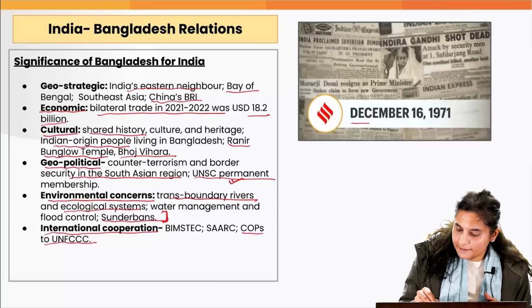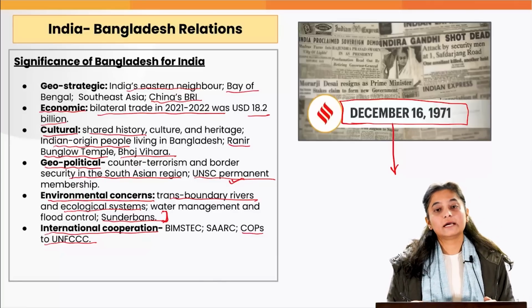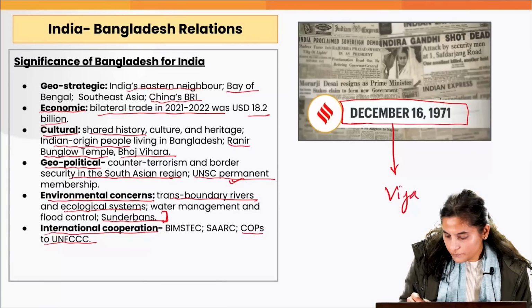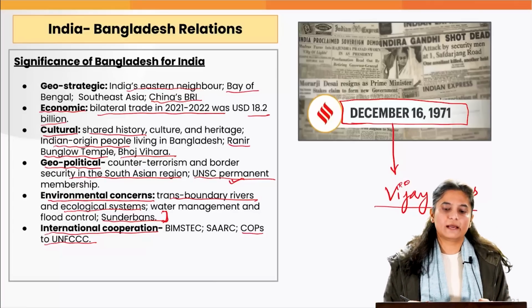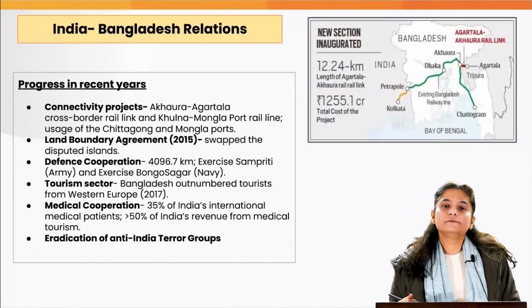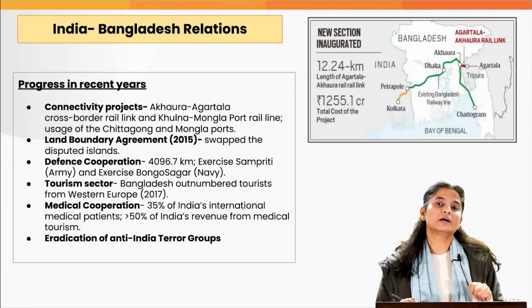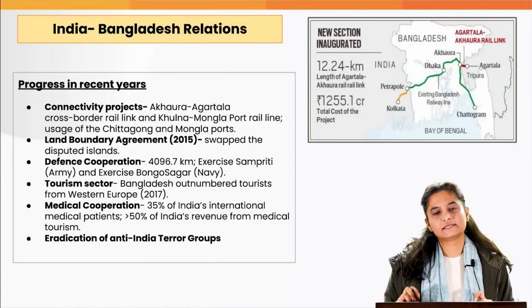Having said that, December 16, 1971 is the day when the Liberation War of Bangladesh took place. It is, like I said, celebrated as Vijay Diwas in India. So this speaks to the relationship that we have been able to maintain with Bangladesh. Next, as we go ahead, let's see what progress we have been able to achieve in recent years, probably within the tenure of the Sheikh Hasina government.